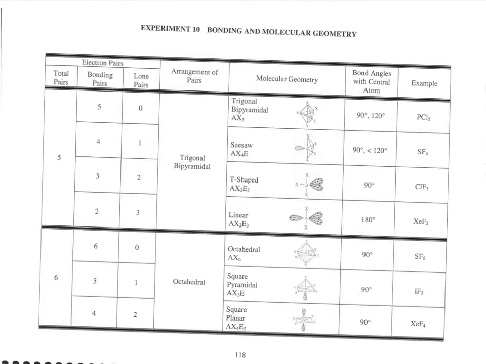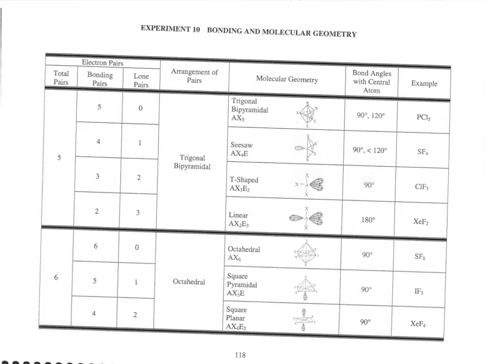When we have a total of six pairs, including bonding pairs and lone pairs, there are 3 scenarios to consider. First, 6 bonding pairs, no lone pairs. Second, 5 bonding pairs, 1 lone pair. And third, 4 bonding pairs, 2 lone pairs. For all of these, the arrangement of pairs, again including bonding pairs and lone pairs, is octahedral. But the molecular geometry is different.